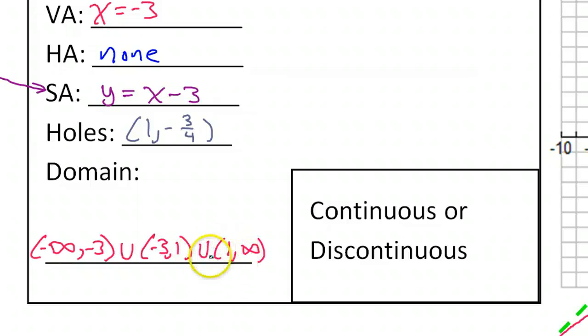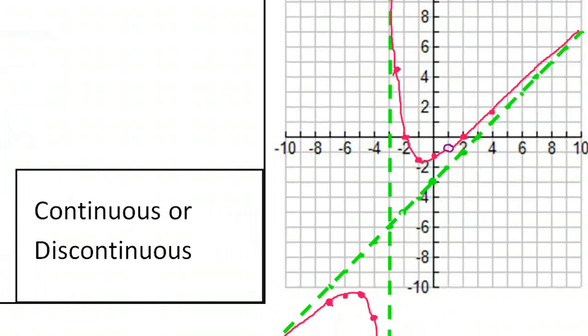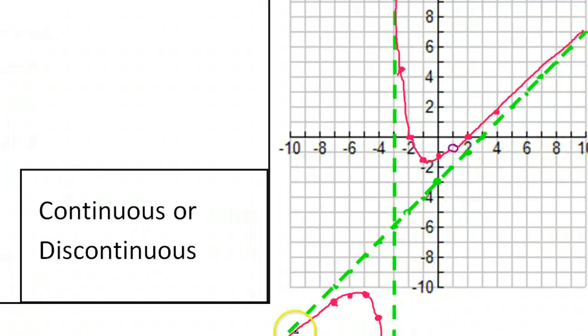That's at 1. Okay, now remember, a continuous graph is a graph that's unbroken. So this graph is broken in 2 ways. It's got these asymptotes that are splitting it up into parts, and it's got this hole in the graph. Okay, the asymptotes are called infinite discontinuities. The hole is called a point discontinuity. But either way, this is definitely discontinuous.